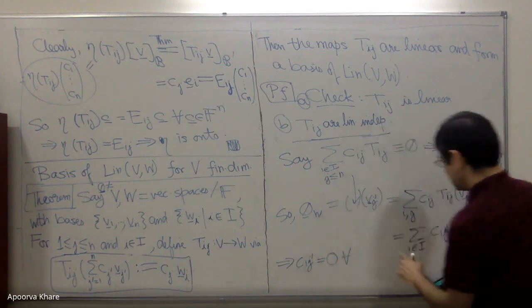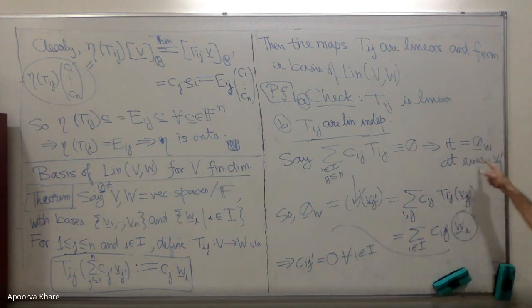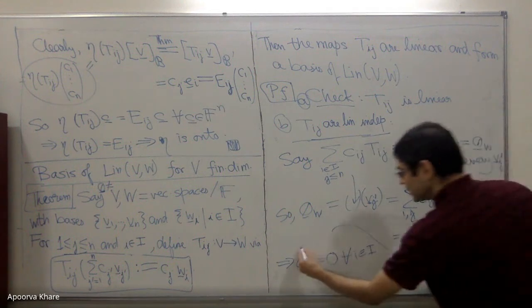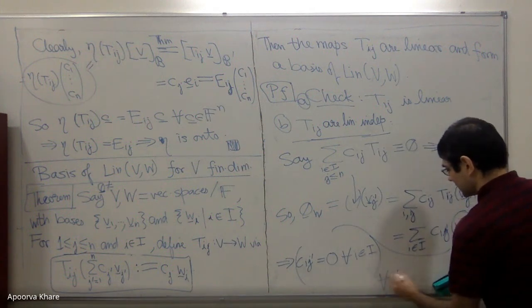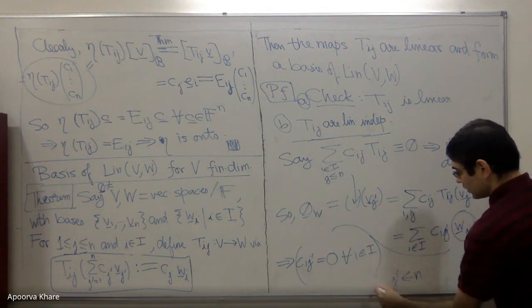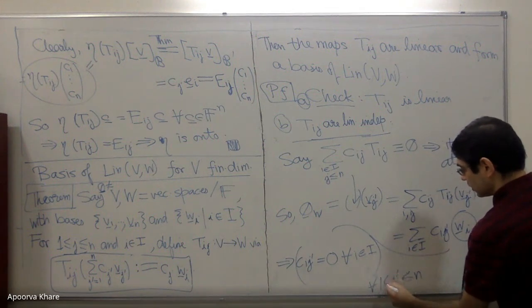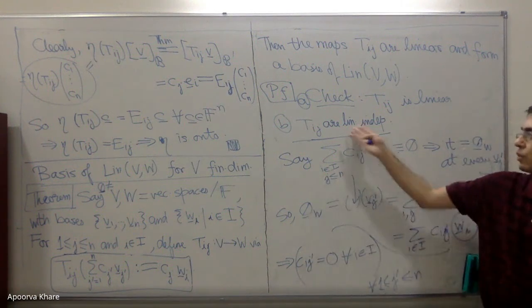For all i in I. And this was true for every Vj prime. So this is true for all j prime, for all 1 less than or equal to j prime less than or equal to n. And so that means that every single coefficient must be 0. And that's what we wanted.